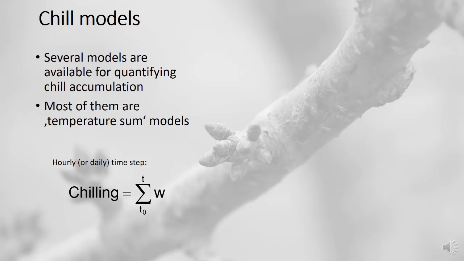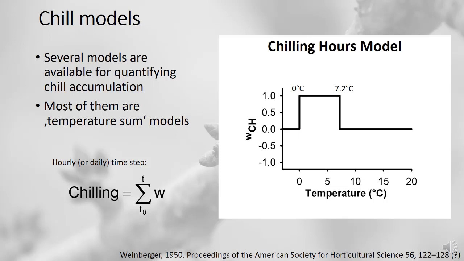So that's illustrated by this equation here. You see we have the 2 time parameters here, T0, which is when we start accumulating chill. T is the current moment, the current time that we're interested in, and W is this weight function that determines for each hour that is accumulated between T0 and T how effectively chill was actually accumulated. Maybe that sounds complicated in theory, but it's relatively simple when we look at how this works in the chilling hours model.